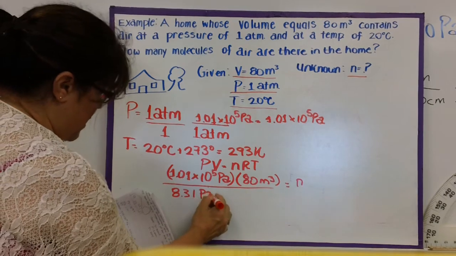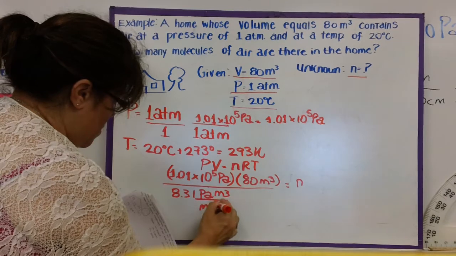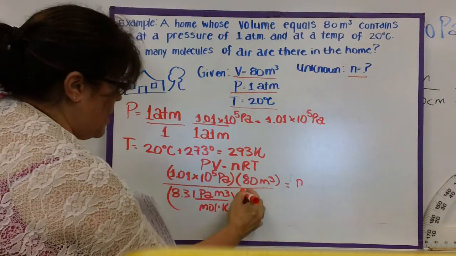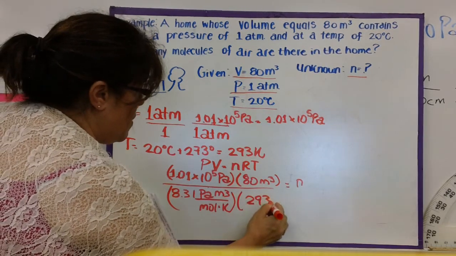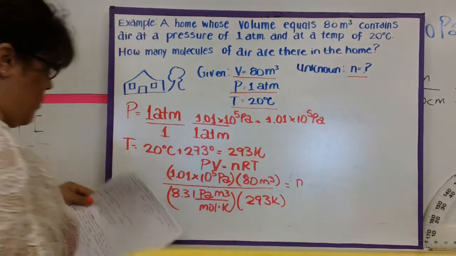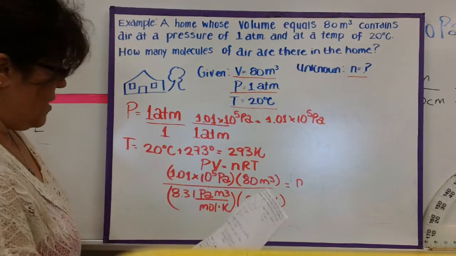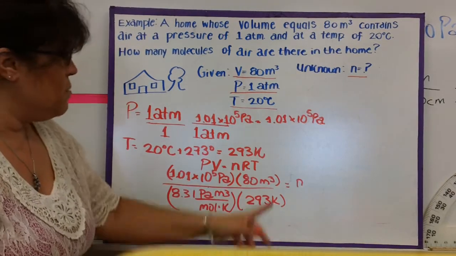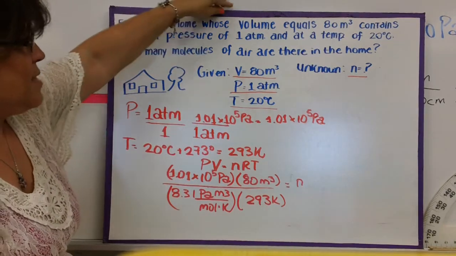And it's Pascal, meters cubed, per mole Kelvin, times T, which is 293 Kelvin. So if we multiply this out, we end up with, and I don't have the answer here, so anyway, you can multiply this out and find out the number of moles that are in the air inside of a home of this size.